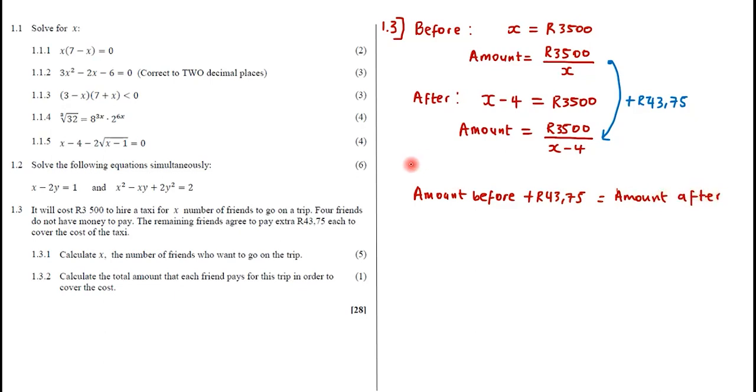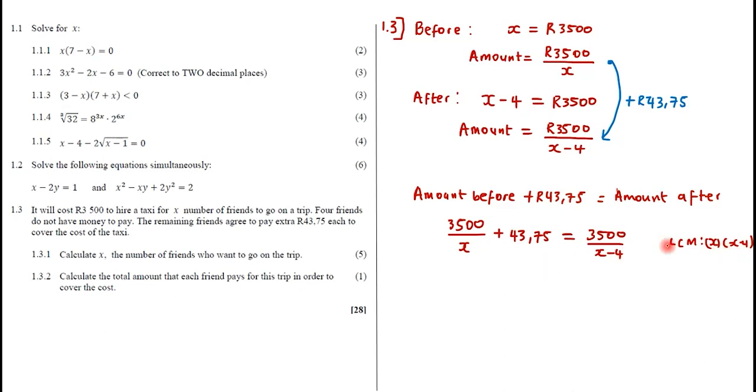So the amount before, initially we were planning to pay 3,500 rand over x, right? But then we ended up adding 43 rand 75 cent to what we were planning to pay, and that ended up being 3,500 rand over x minus 4. Now we need to solve for x here. In order to solve for x, we need to find the LCM, of course. So the LCM will be x into x minus 4.